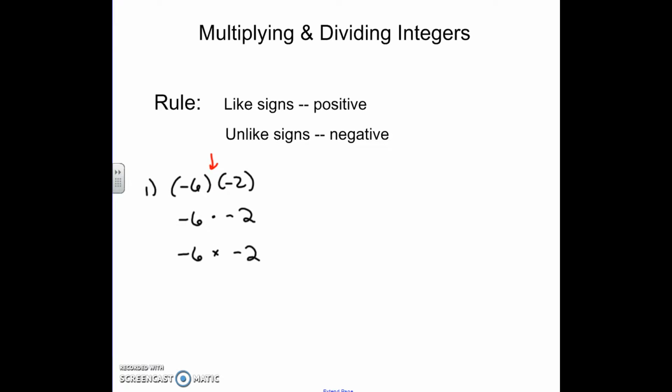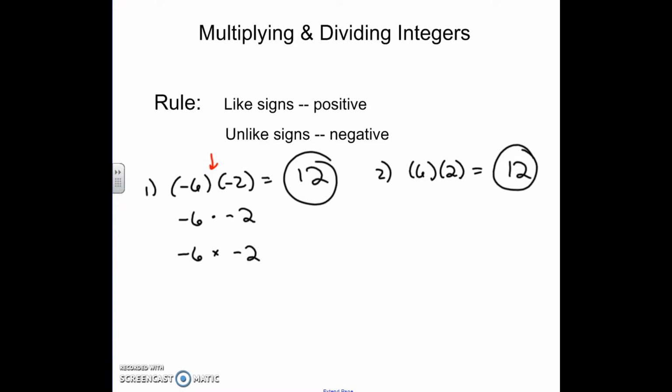When we multiply -6 times -2, back to the rules, if the signs are the same, and they are, they're both negative signs, the answer is going to be positive. So all you have to do is multiply the two numbers together. 6 times 2 gives you 12, and since they're both like signs, the answer is positive 12. Just like if you had a +6 times a +2, the signs are the same, so you multiply your two numbers together. 6 times 2 gives you 12, and the answer is positive because they have like signs.